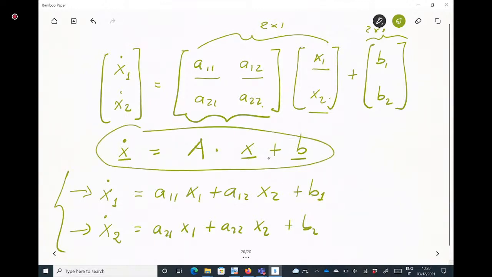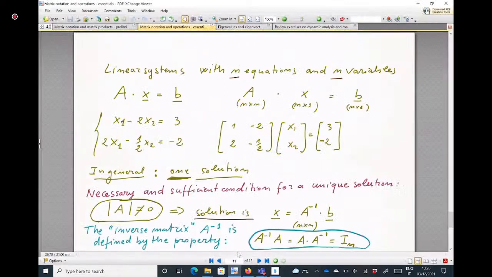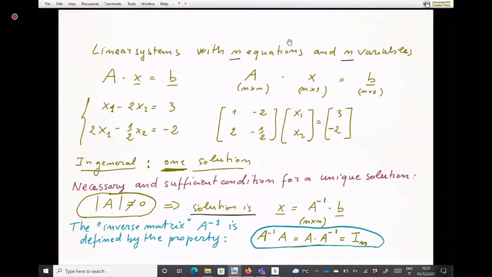The right-hand side is basically a linear system, okay? So this is why we have to understand the solution to this linear system. Here is an example of an algebraic linear system, not a system of differential equations. This is a linear system with n equations and n variables.